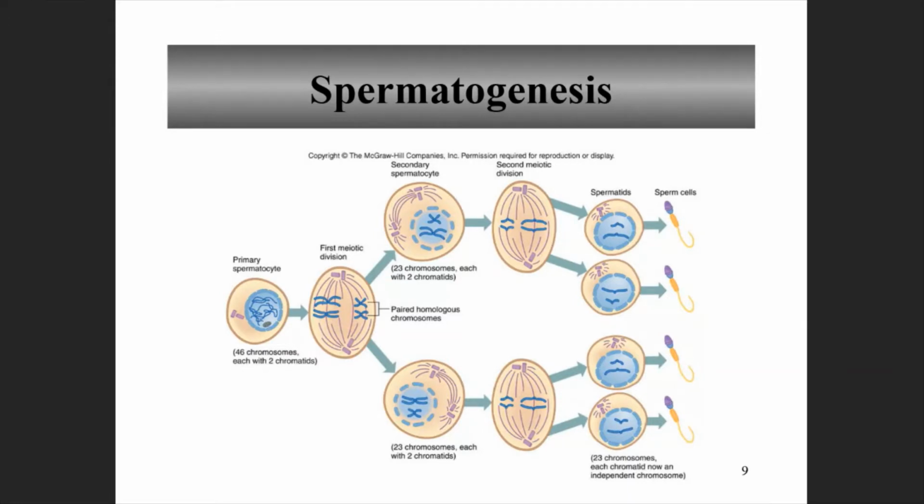Meiosis 2 is known as equatorial division. Meiosis 1 is reduction division. Meiosis 2 is equatorial division.